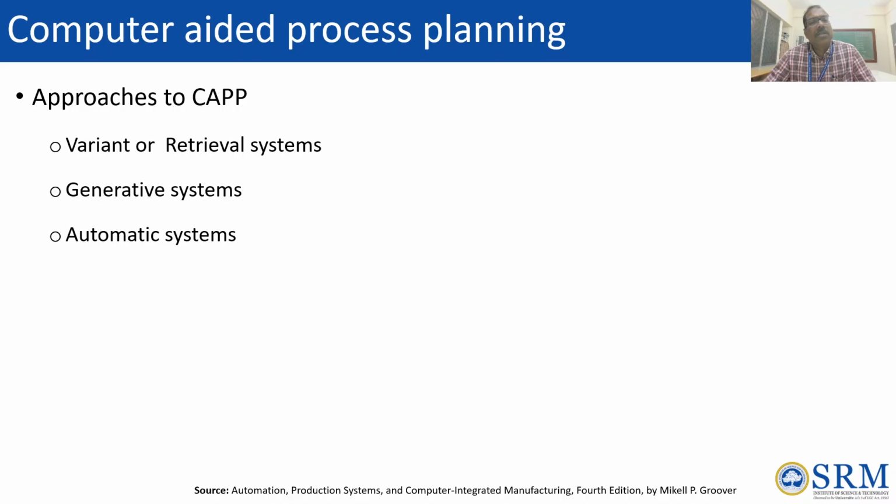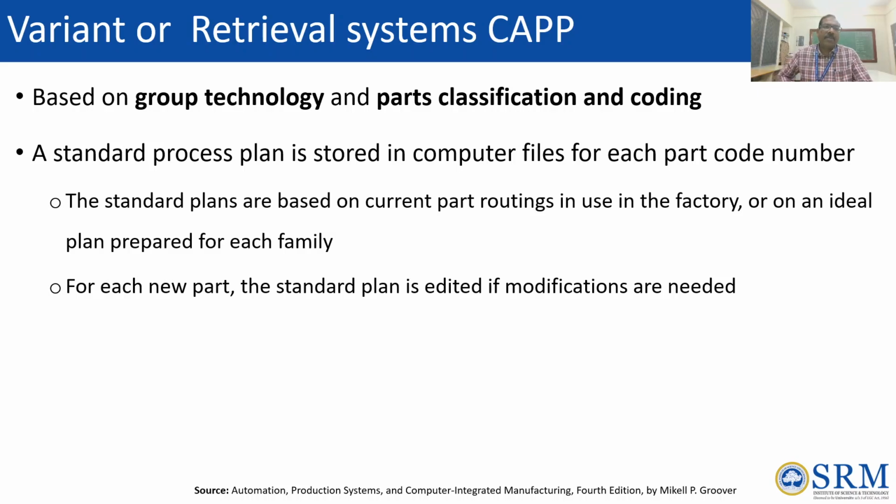So various approaches are there under computer aided process planning. One is variant or retrieval type of process planning, then generative type of process planning, and automatic system, the automatic way of creating the process plan. So we'll go one by one. First type, variant or retrieval type of computer-aided process planning.